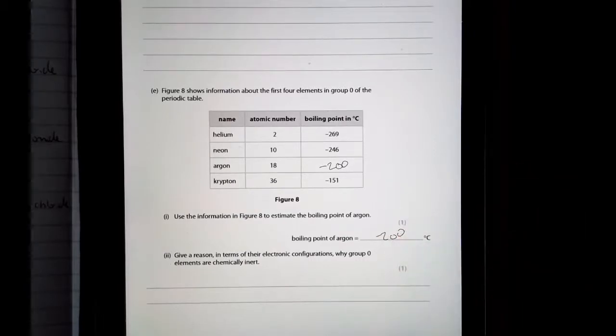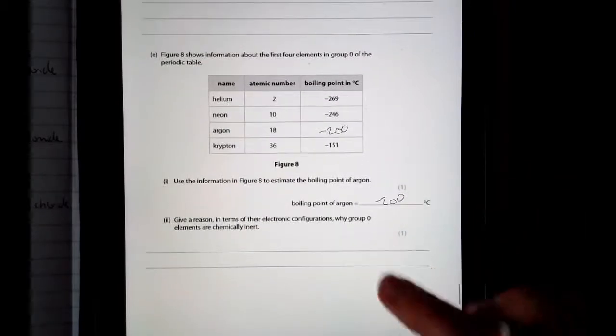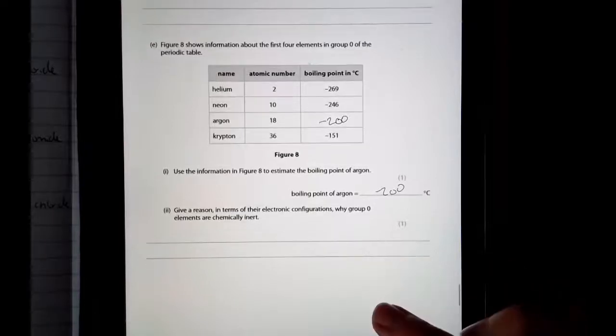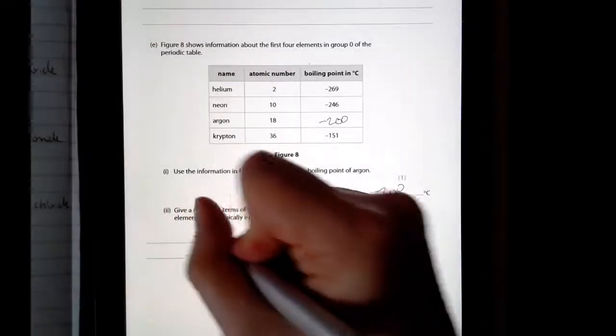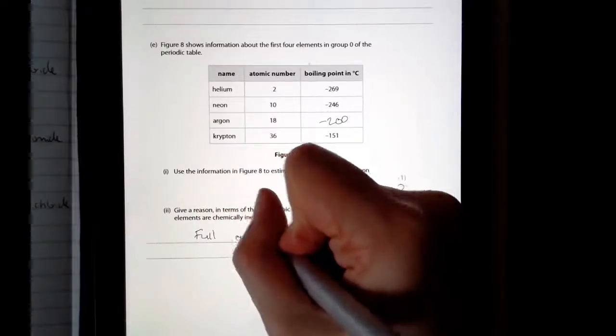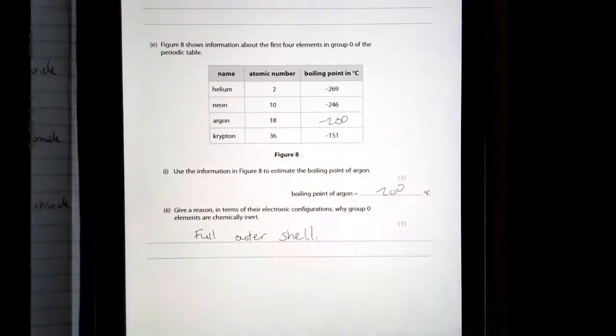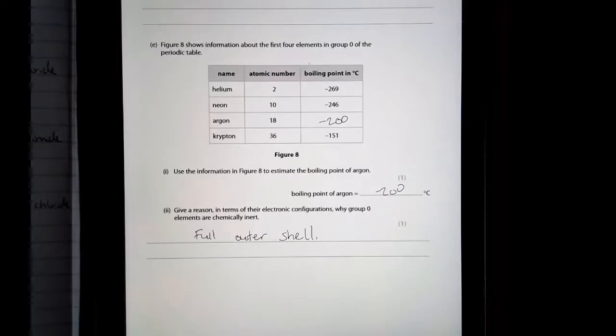Then it asks you to give a reason why group 0 elements are chemically inert. Inert means unreactive, and you're going to say the reason they're unreactive is because they already have a full outer shell. Okay, so that's pretty much all you need to know about the noble gases. Just know that their melting and boiling point increase as you move down the group. Know that they are inert or unreactive because they already have a full outer shell, and be able to give one or two uses of noble gases.